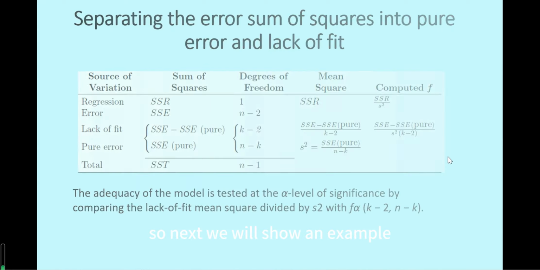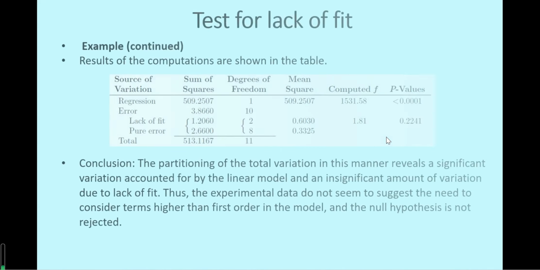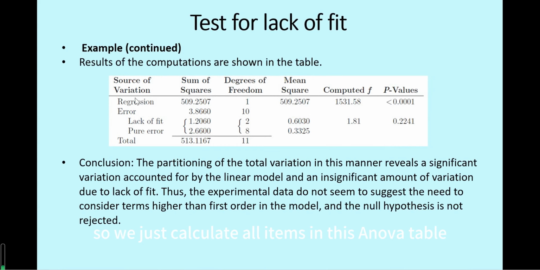Next we will show an example. This is the data, all the x values and all the y values. You can see that for a given x value, we have repeated observations for y. Then we will test if the model is fit correctly. We just calculate all the items in this ANOVA table. The result is this one. This is the F-test result.